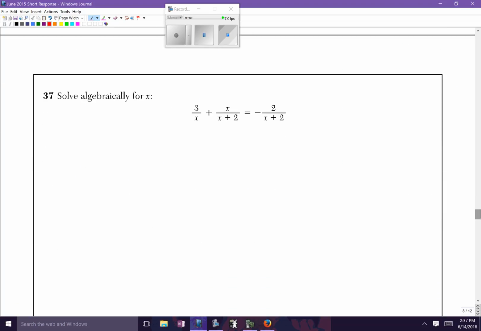Solve algebraically for x. Well, when you're adding or subtracting fractions, hopefully you remember that you need a least common denominator. So in this case, my least common denominator is going to be x and x plus 2. I notice this first fraction needs an x plus 2. Whatever you do to the top, you have to also do to the bottom.